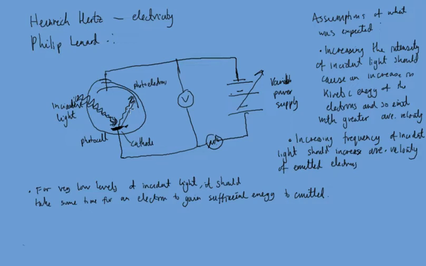And at low levels, you're not giving them as much energy, but you will eventually keep giving them that energy. It'll take some time, but their energy levels will increase, and they will eventually be able to break free. This was not exactly what they observed. And as Lenard was conducting his experiments, they threw up some very interesting results.